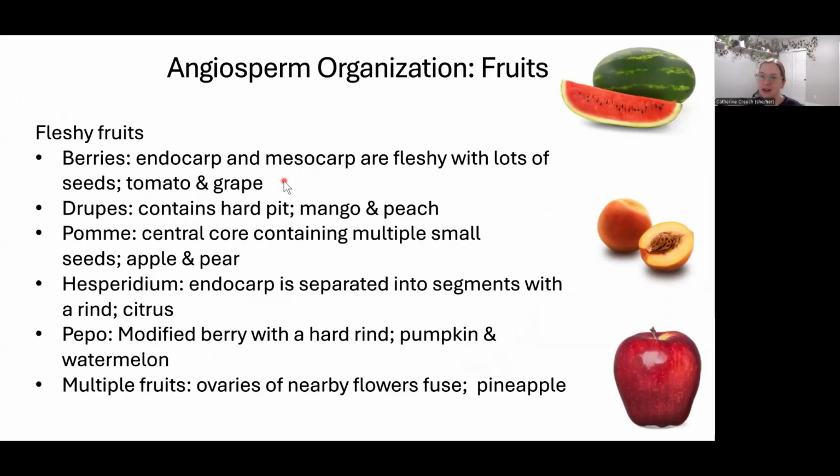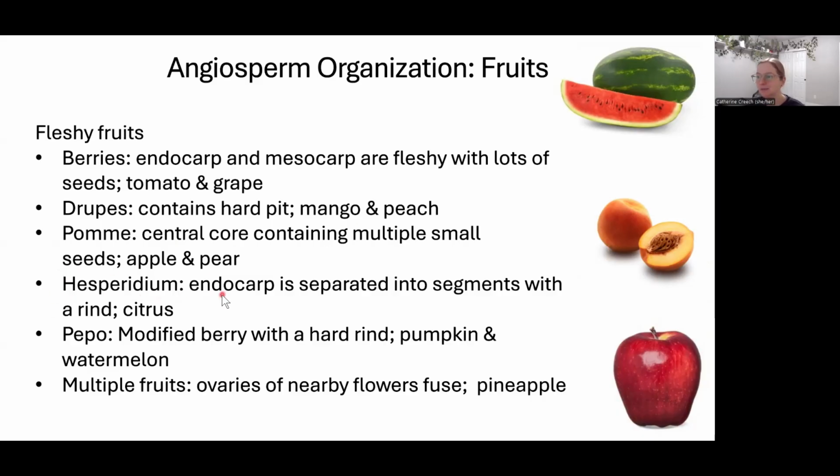Fun fact, blackberries and strawberries are not technically berries, and so they're in a different group. Drupes contain a hard pit. That's going to be your mangoes and your peaches. Pomes have a central core containing multiple small seeds. That's going to be your apple and your pear. All of these are ovary tissue again.